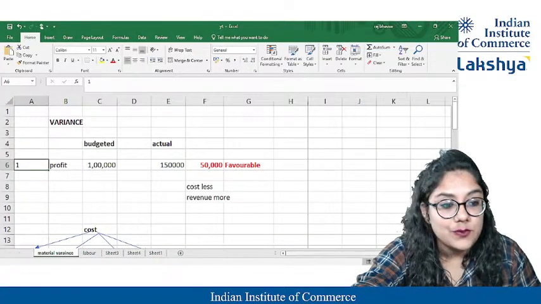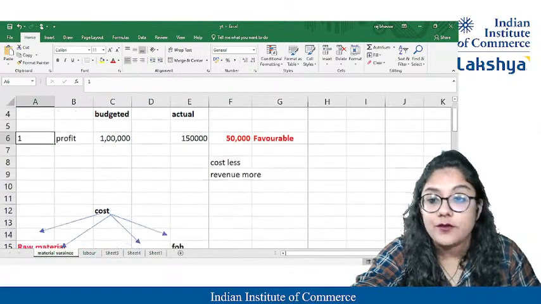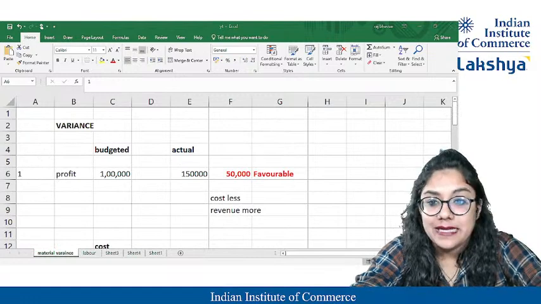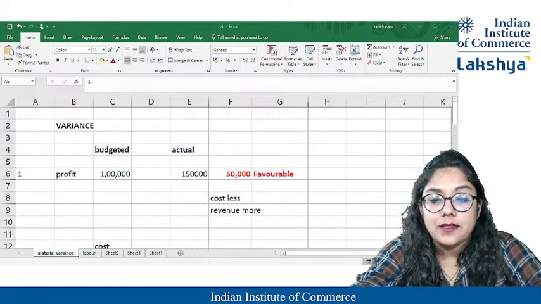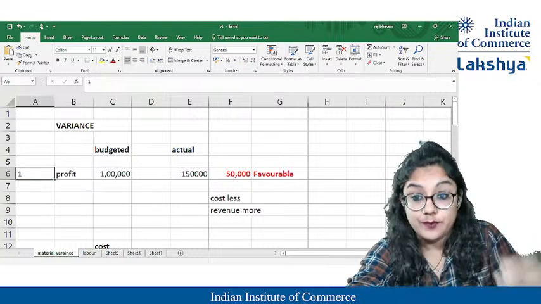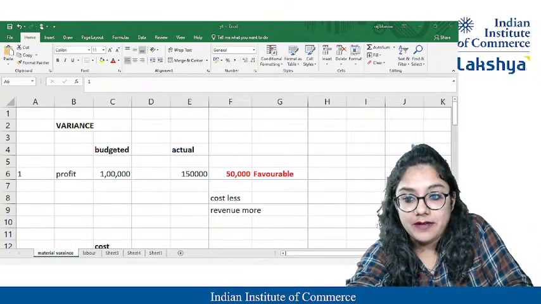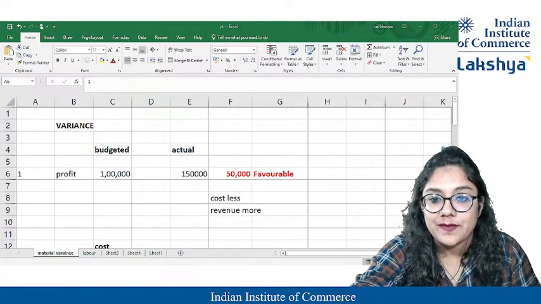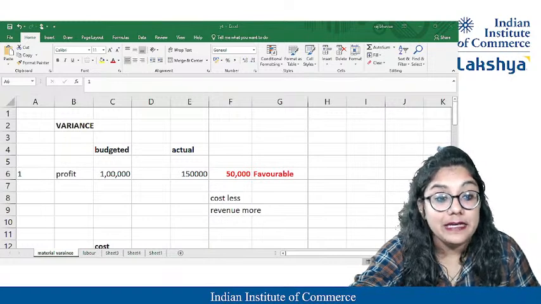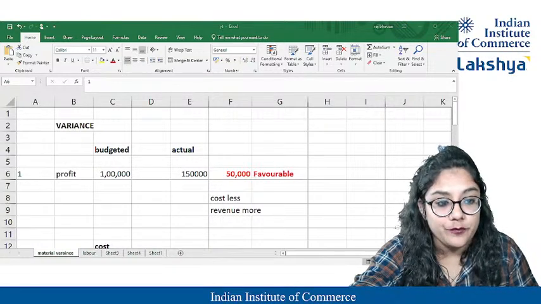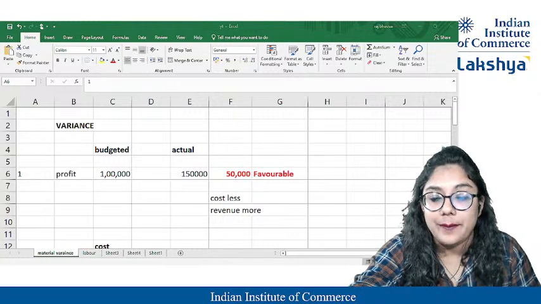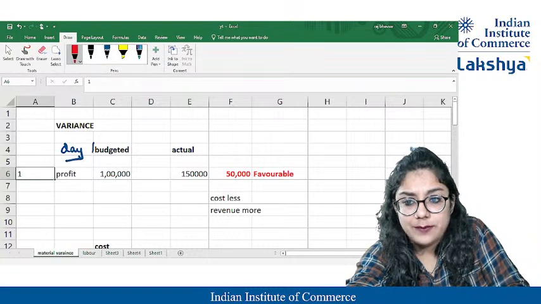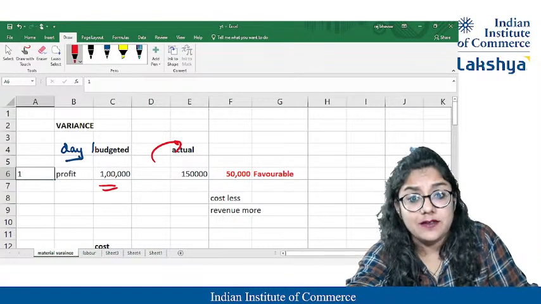So students, what is the meaning of variance reporting? For example, in the company, the profit is given. The budgeted profit is, let's say, on day one. Just try to analyze it. We will definitely learn a lot of beautiful concepts for sure. Let's see what happened on day one. On day one, I made a budget of, let's say, a profit of 1 lakh. But eventually by the year end, it turns out to be 1.5 lakhs.